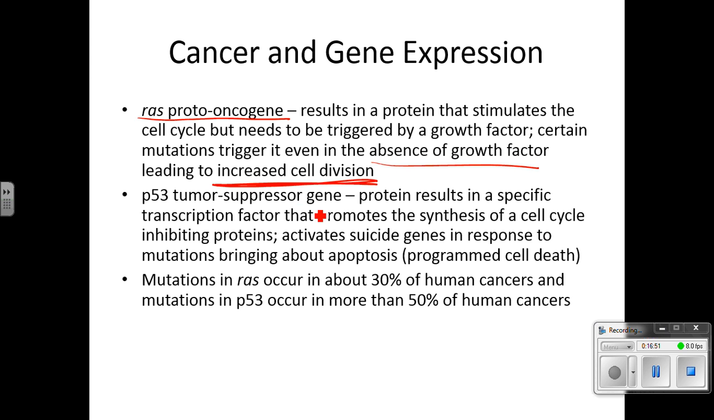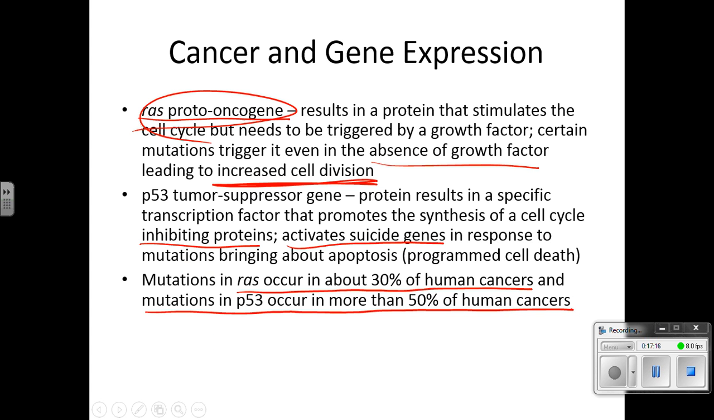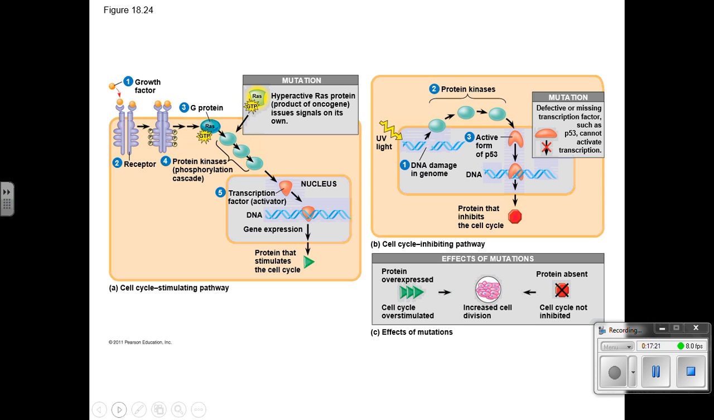The p53 tumor suppressor gene protein results in a specific transcription factor that promotes the synthesis of cell cycle inhibiting proteins, activates suicide genes, so apoptosis, programmed cell death. Mutations in the RAS occur in about 30% of human cancers, and mutations in p53 occur in more than 50% of human cancers. So those are two identifiable genes that are involved in cancer. And this is just kind of an idea of how that happens.